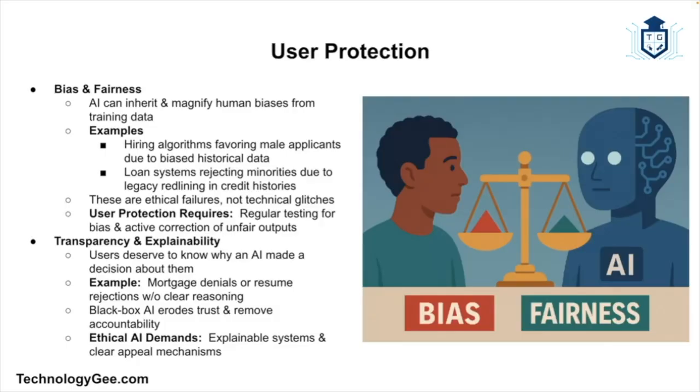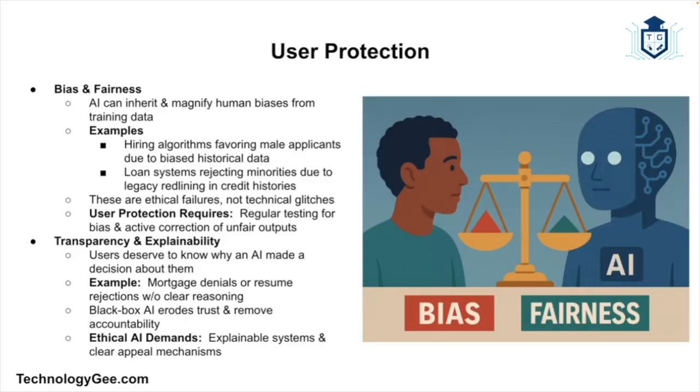AI systems can reflect and even amplify human biases in the data they're trained on. Some examples could be hiring algorithms that prefer male candidates because they were trained on past hiring data that was gender biased. It can also show up in loan approval systems that reject minority applicants because of historical redlining and credit scores. Now, these are not just technical glitches, they're ethical red flags. So user protection means testing AI for bias and actively working to eliminate unfair outcomes.